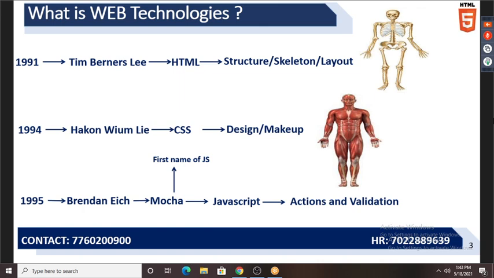We have some actions like moving the images on the web page. You have seen, I think so. Then performing some action: when you click the button, one animation will come. When you click the button, a drop down menu will come. These kinds of things.